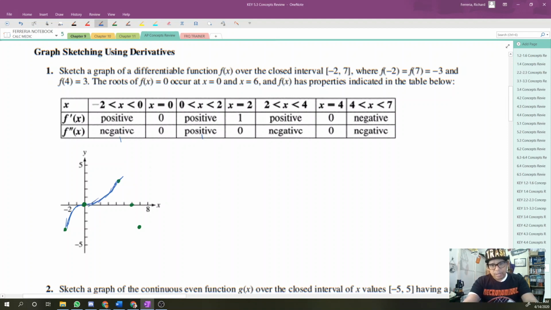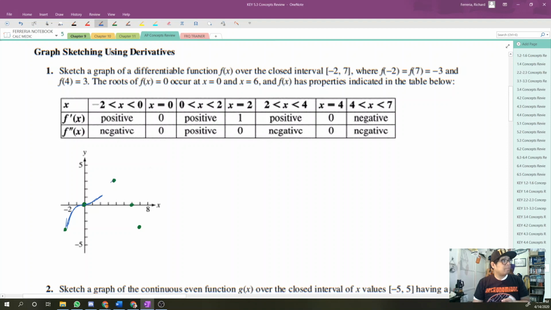Let's start over again. And I'm seeing what I did wrong. The slope is 1 when x equals 2. So that's a little bit less pressure to get that right. Okay, so there we go. And then from 2 to 4, we're still increasing, but now we have negative concavity.